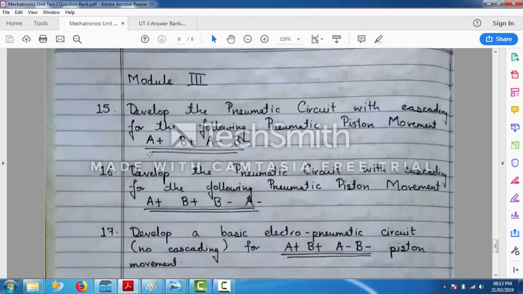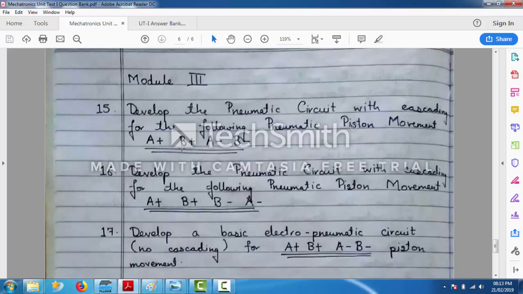Okay, so first of all, let us read the question. Develop the pneumatic circuit with cascading for the following pneumatic piston movement: A plus B plus A minus B minus. If you have seen the previous question papers, the question is generally on electro-pneumatic circuit. But because to understand electro-pneumatic, it is first important to understand pneumatics. So for your UT1, it is only about pneumatic circuits. You will be moving on to electro-pneumatic after this, in the first lecture after your unit test.